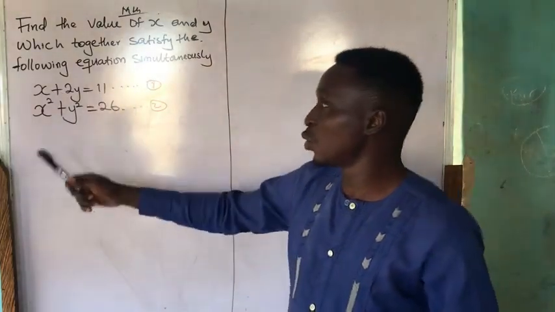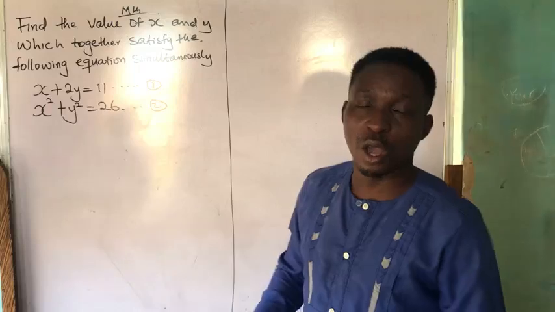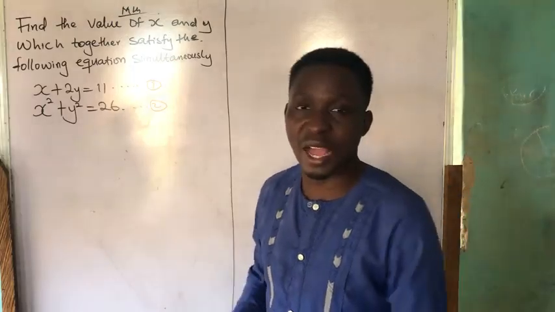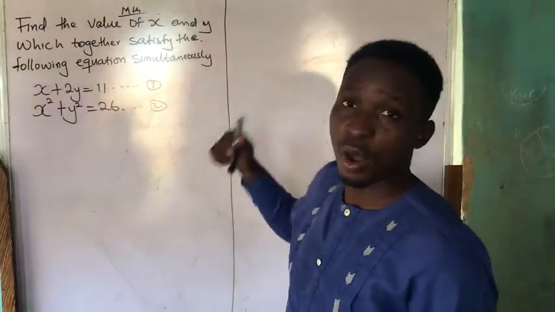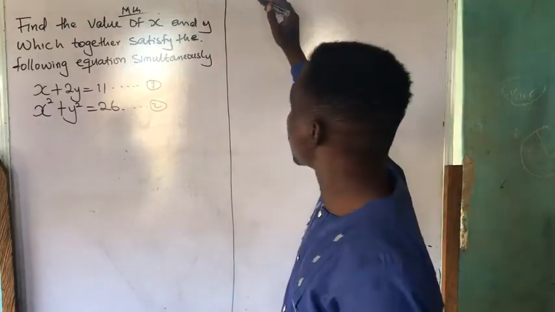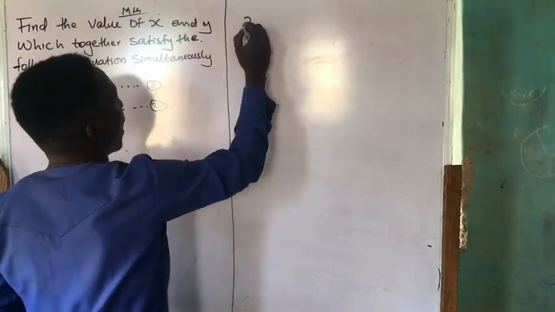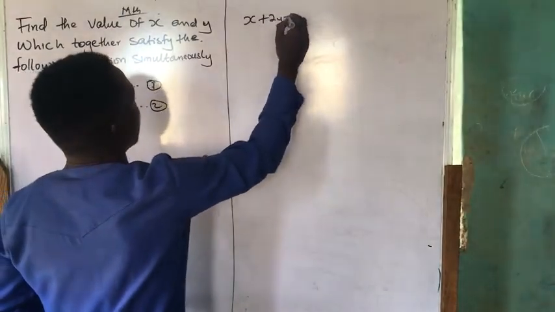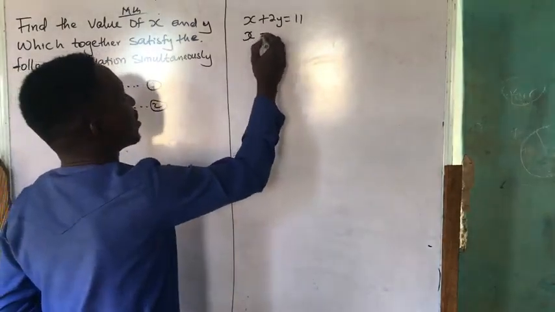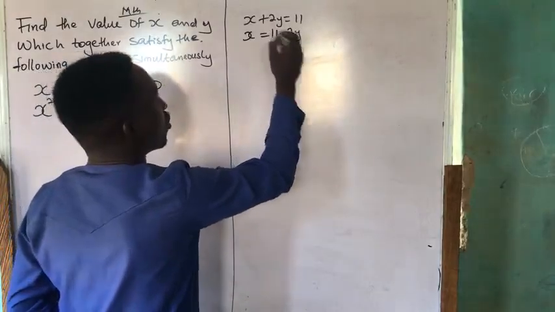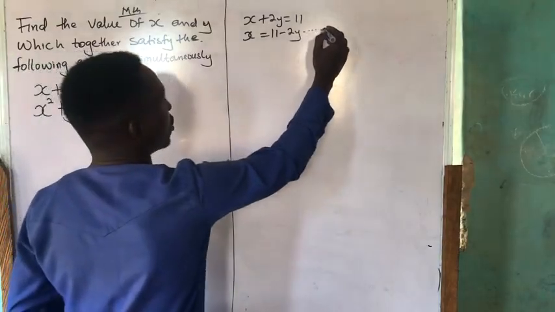So the first thing we're going to do here is make x the subject of the formula in equation 1. I'm going to solve it on this side of the board for clarity. x plus 2y is equal to 11, so making x the subject of the formula, x is equal to 11 minus 2y. I call this my equation 3.